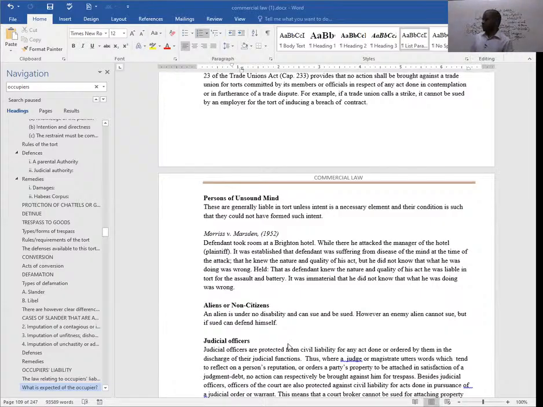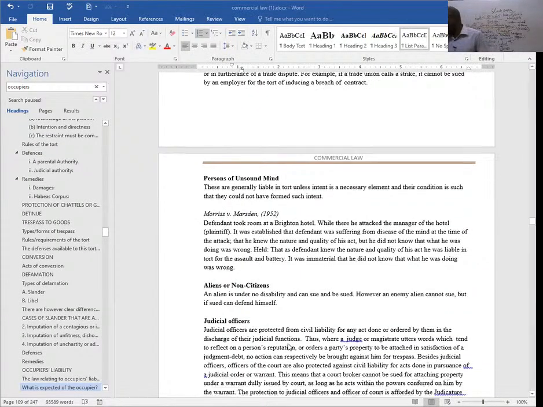Judicial officers. Judicial officers are protected from civil liability for any act done or ordered by them in the discharge of their judicial functions. That is where a judge or a magistrate utters words which tend to reflect on a person's reputation, or orders a party's property to be attached in satisfaction of a judgment, that no action can be brought against him for the trespass. The judges simply make rulings according to the law. They are guided by the law, so they can make certain pronouncements. Those pronouncements can be seen as a wrong committed against a particular person, but of course, they are following the law before they make the pronouncements. So in such a case, they cannot be accused under the law of tort.